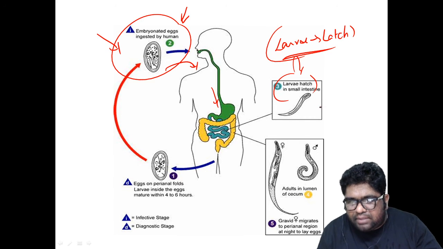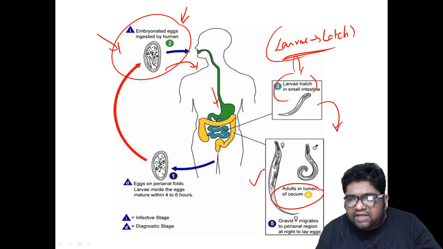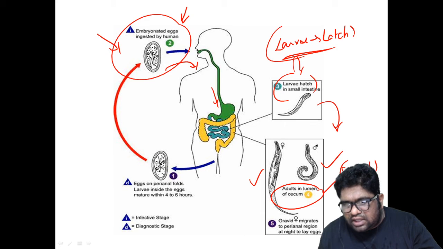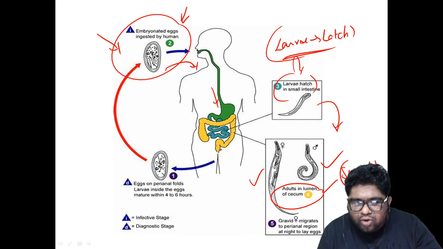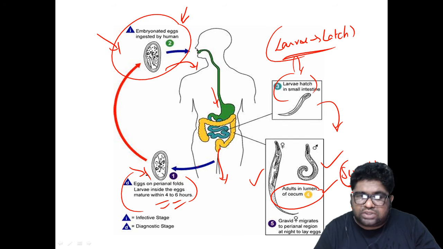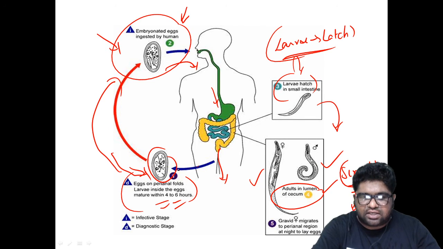will keep on developing, and when they reach your large intestine, that is the cecum, they can divide into males and females. In the cecum, they can go for sexual copulation, and when they copulate, they can give rise to the eggs. The eggs will come out through the anal canal. So eggs on the perianal folds, larvae inside the eggs are seen, and they mature within 4 to 6 hours. And these kind of eggs, if they're present in a nail bed, they can go for auto-inoculation. This is the life cycle of Enterobius vermicularis, also referred to as seatworm.